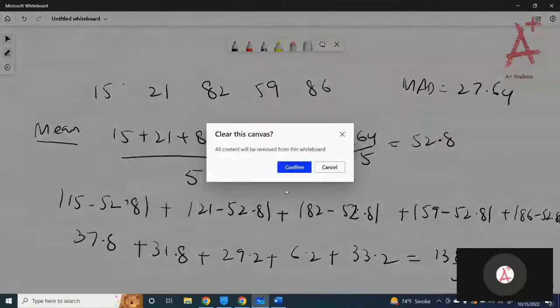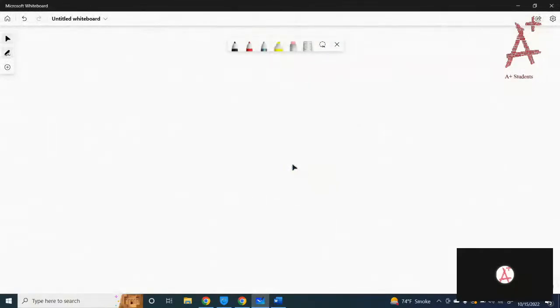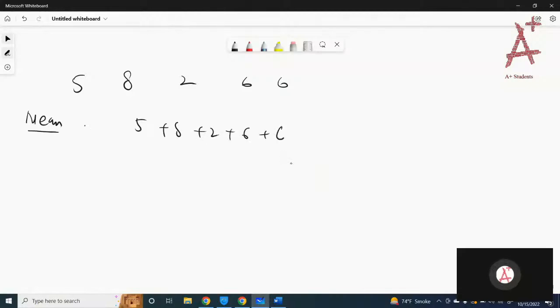Let's just do the next question. They are a bit long, but they are very easy. Got it? You just have to calculate the mean, then subtract the mean from all the values, and then add them. For the mean, just add them: 5 plus 8 plus 2 plus 6 plus 6 over 5. It would be 27 over 5.